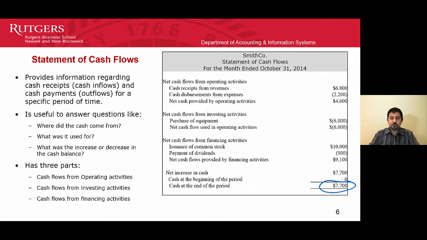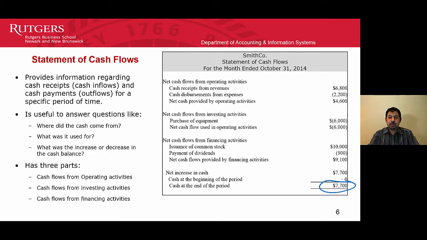The statement of cash flows basically describes the cash inflows and cash outflows. Those are cash receipts and cash payments, and we only care in this case about cash receipts and cash payments. And it helps us answer questions such as, for example, who did we pay for, where did the money come from, etc.